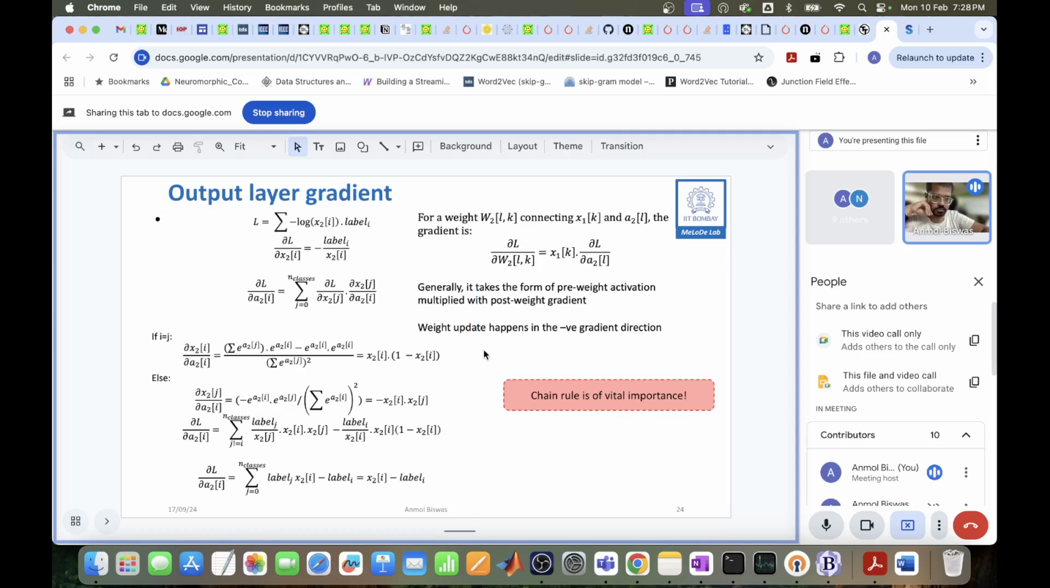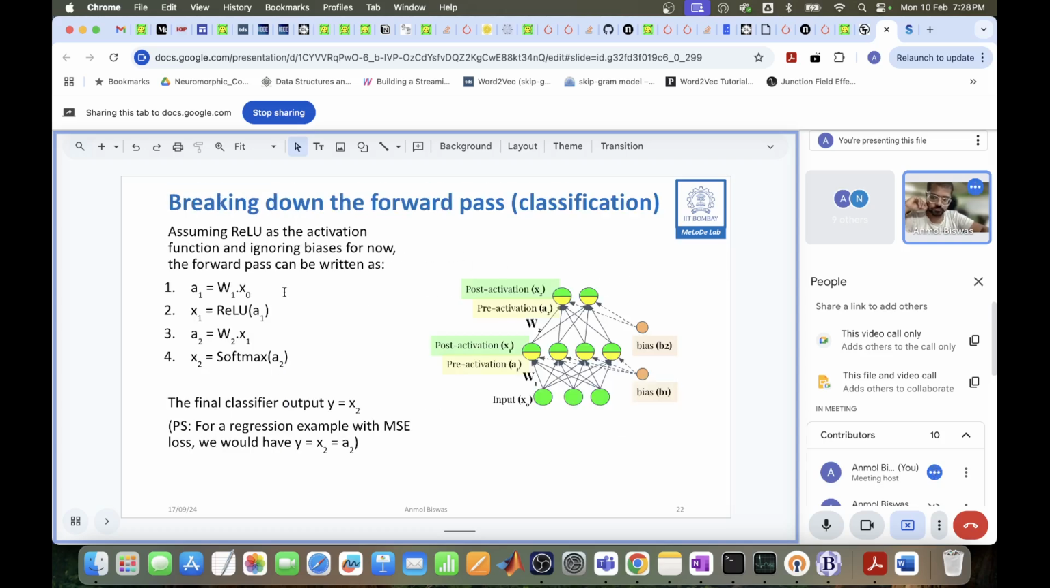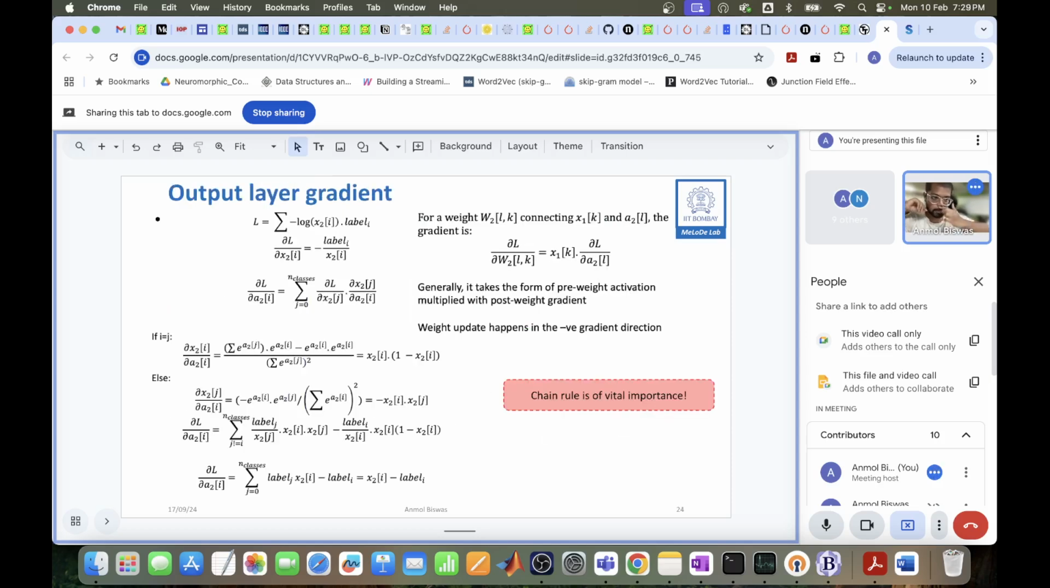Then the next thing, of course, once you have the gradient with respect to the pre-activations. Remember, we are going in the reverse direction. So we have computed the gradient with respect to x2, and the gradient with respect to a2. Now we need to compute the update to w2, which is the equation over here, and the update for w2 is a very simple problem once you have computed this gradient.